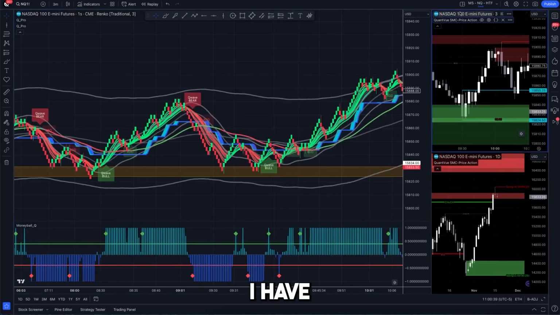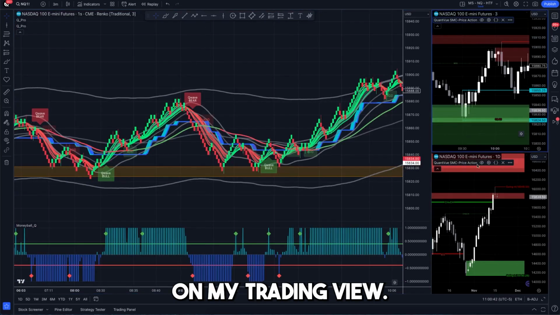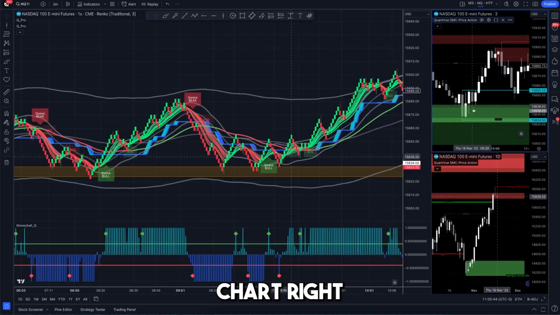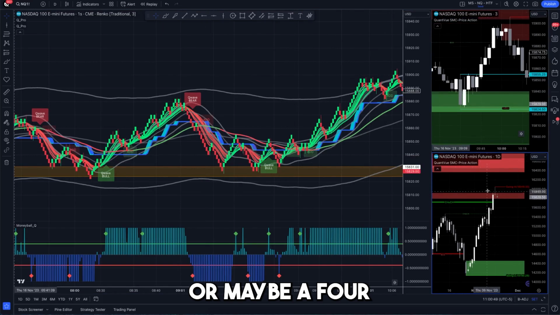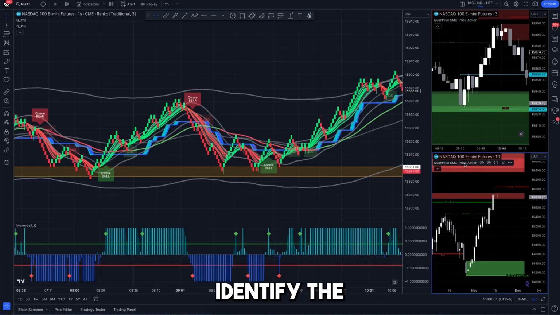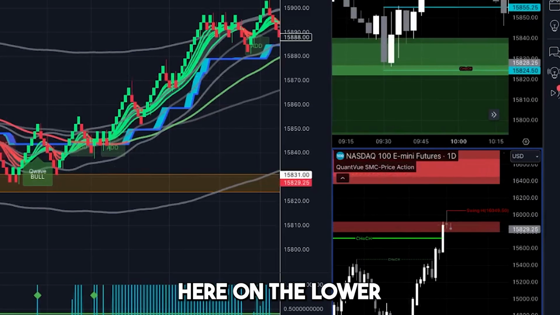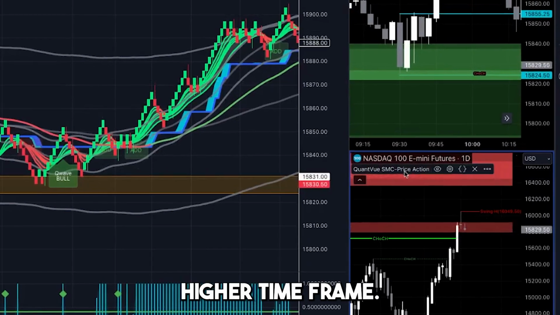First off, I have two other charts here on my TradingView. I have a 3-minute chart right here on normal candlesticks, and then I also have just a daily chart or maybe a 4-hour chart so I can identify the higher time frame trend. And then I have the SMC indicator here on the lower time frame and the higher time frame.